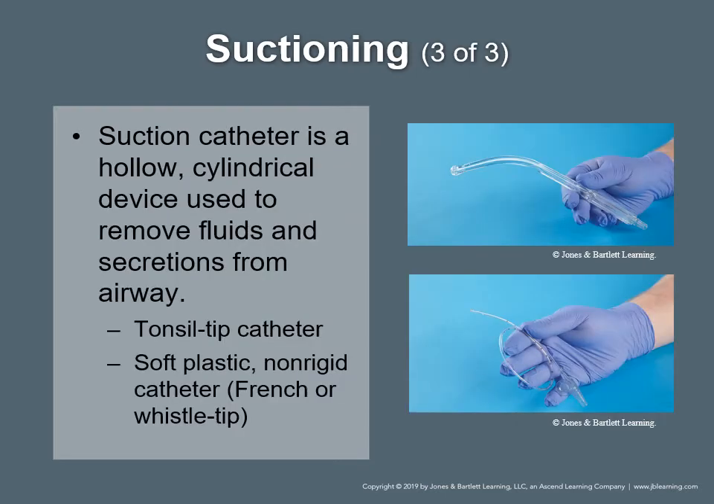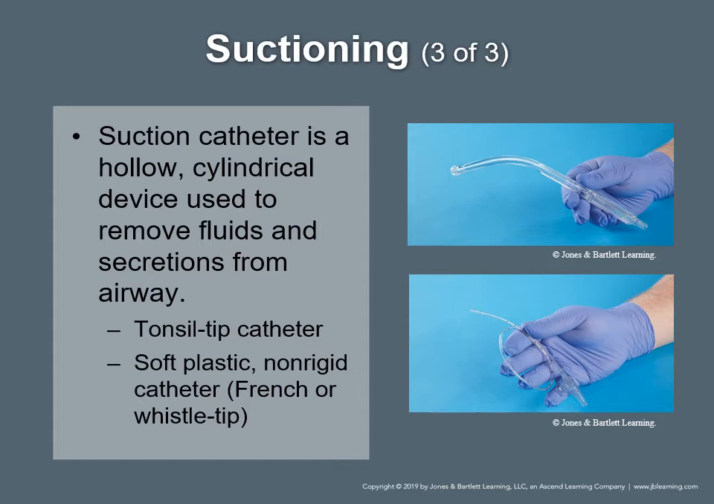The suction catheter is a hollow cylindrical device used to remove fluids and secretions from the airway. A tonsil tip catheter is best for suctioning the pharynx. Tips with curved contours allow for easy, rapid placement.